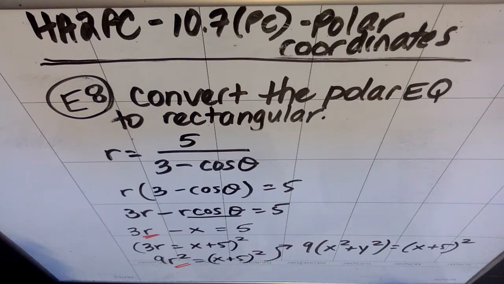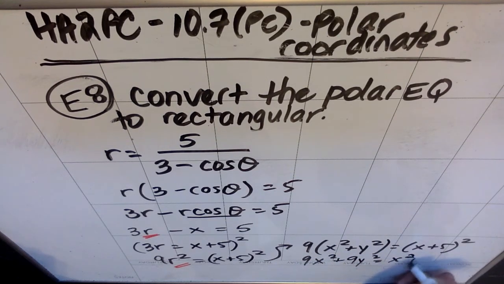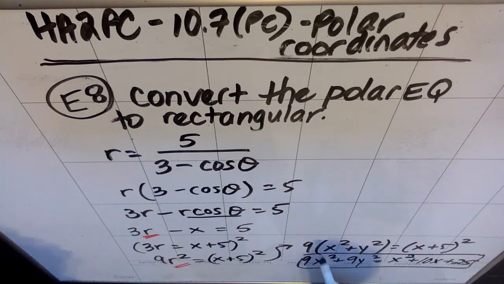You can clean that up if you want. You can distribute. I don't care. You could make this a 9x squared plus a 9y squared equals an x squared plus 10x plus 25 for all I care, right? You could move the like terms over. I don't care. This is fine. I would probably have stopped at this first answer.